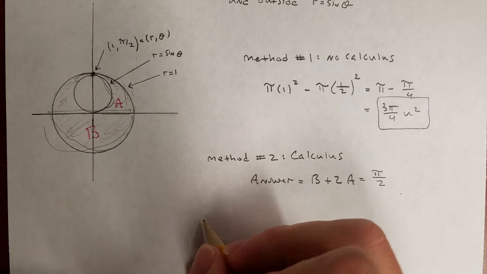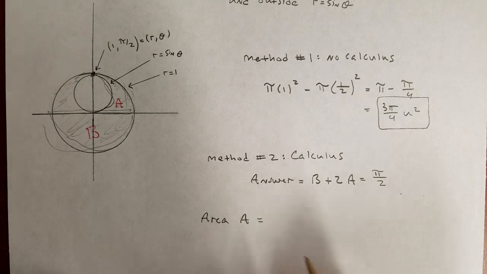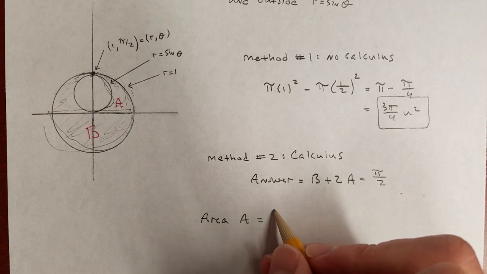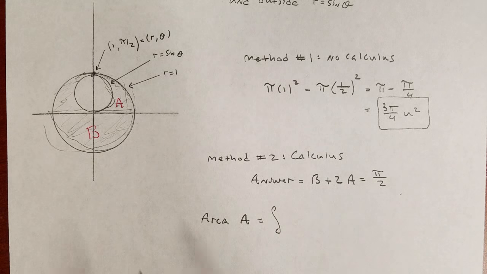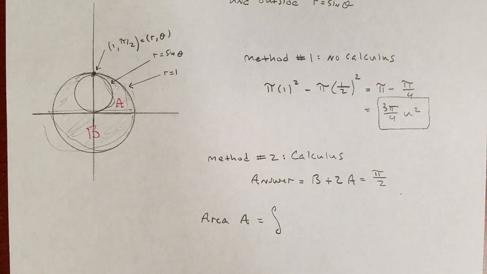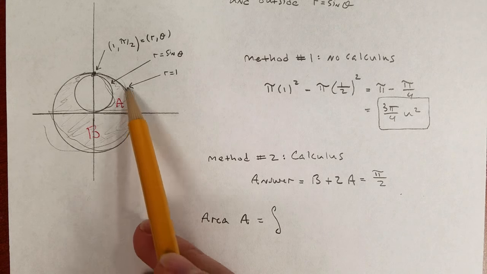Okay, now let's find A. So how do you find area A, as I have drawn it up there? See that? Well, that is the area radially between the curve r = 1 and r = sin theta. r = 1 is radially further out than r = sin theta, and this is the space between them.